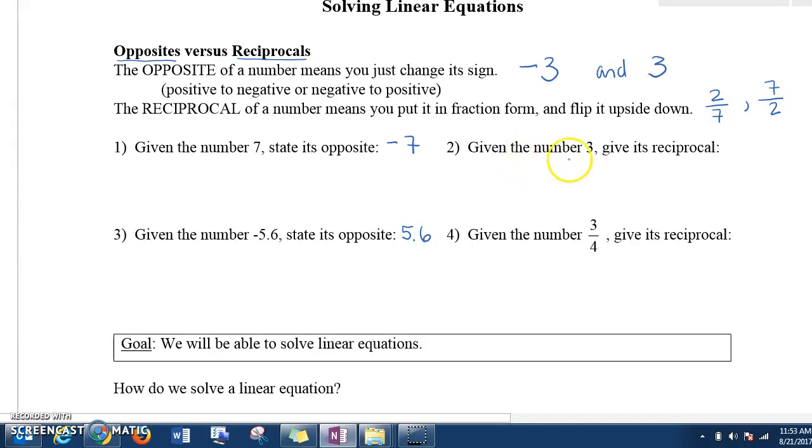In number 2, it says, given the number 3, give its reciprocal. Now, 3 is not a fraction, but I'm going to go ahead and put it over 1 and make it a fraction. So the reciprocal will be 1/3. Here it says, given the number 3/4, give its reciprocal. So we're going to go ahead and switch the position there. Denominator becomes numerator, numerator becomes denominator. 4/3 would be the reciprocal of 3/4. All right, so just know the distinction between those two words, please.